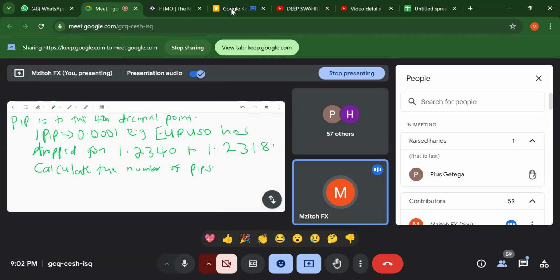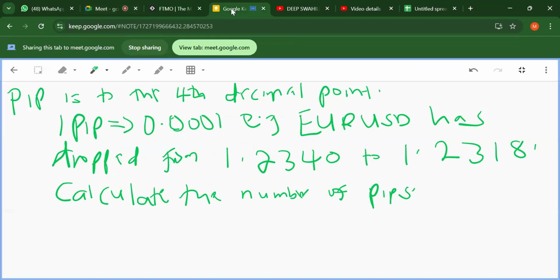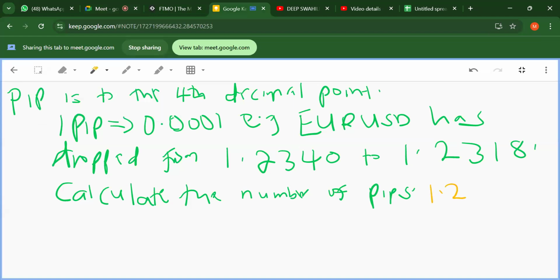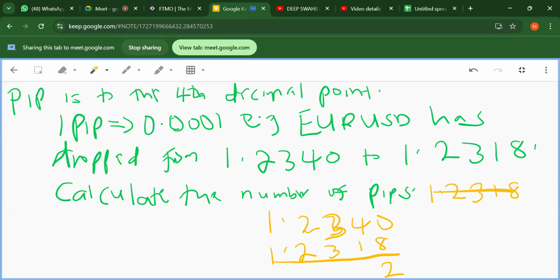Those who were not present yesterday, this is how to get to that point. The market dropped from 1.2340 down to 1.2318. Just do the normal subtraction. Here you will carry 1, so 10 minus 8 is 2. Here you will have 3, 3 minus 1 is 2. Then you have 0, then 0, then 0.